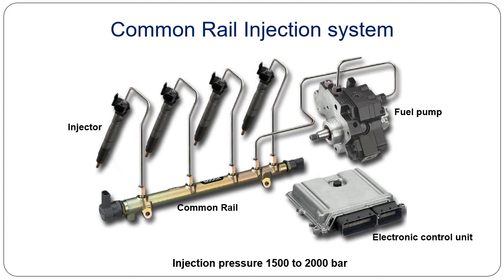Now in a conventional injection system, the pump has to cater to two functions, that is metering and pressurizing, but in the CRI system the fuel pump will cater to only one function, and that is to pressurize the fuel. All other functions are catered to by the injector. How?